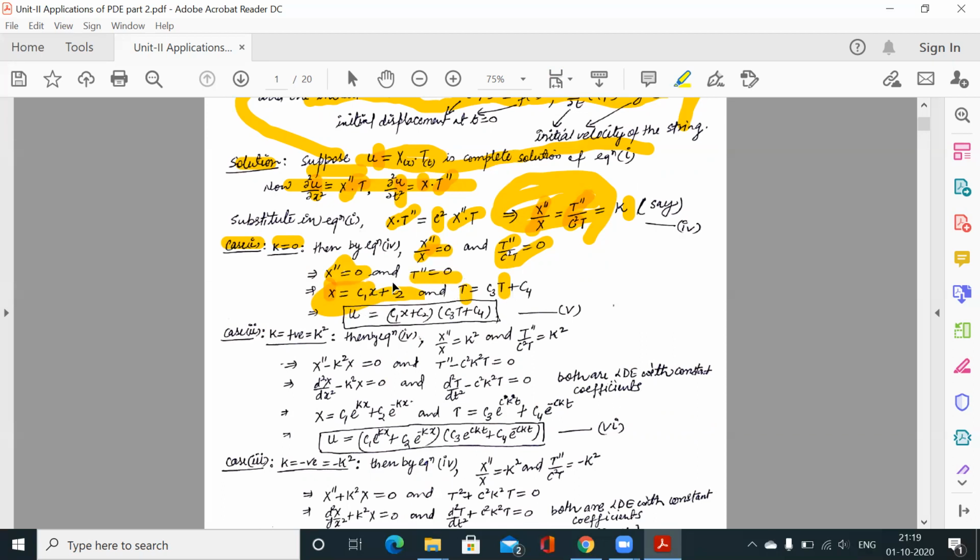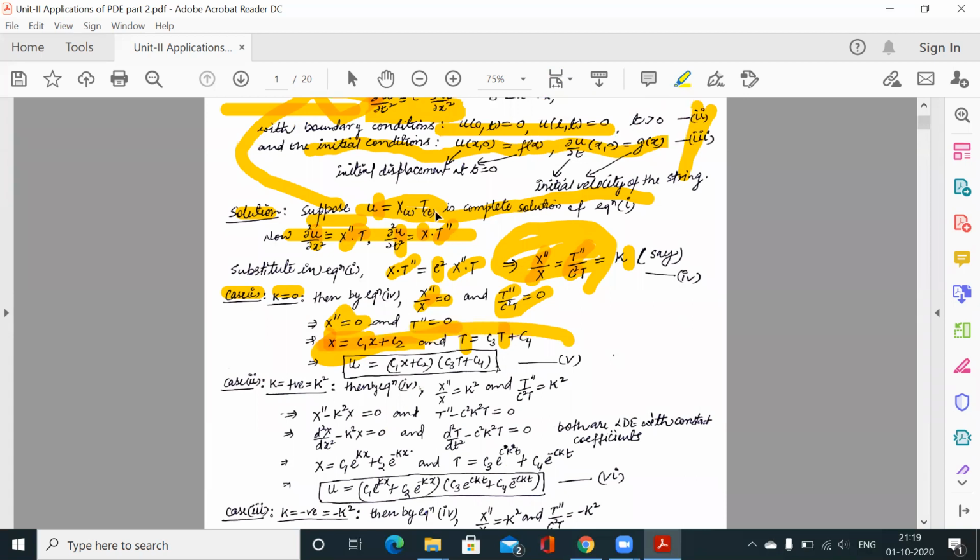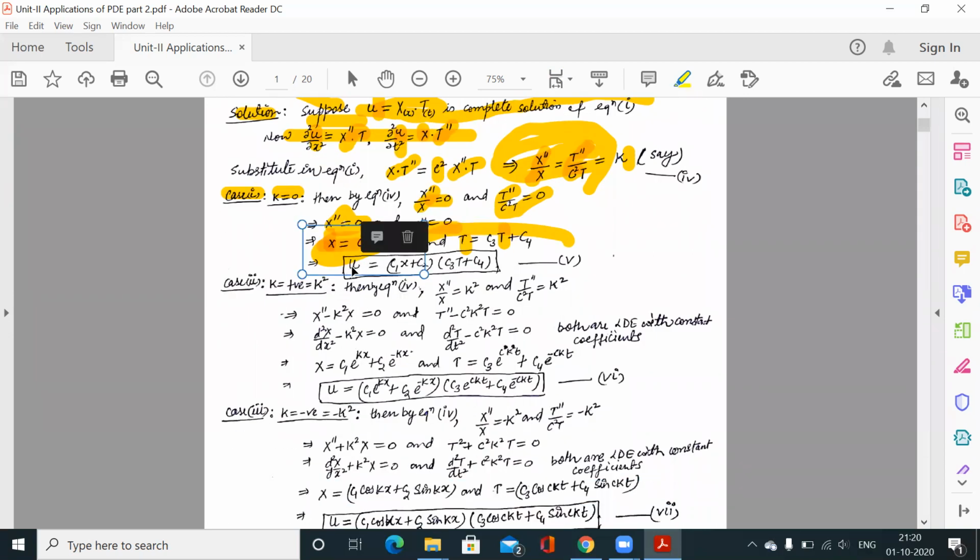So here also the capital T is dependent and small t is independent. So we write the answer in terms of small t. So this is capital T, and this is equal to C3 small t plus C4. So now we have got our variables x and t. So what is the solution? Solution is u is equal to x into t. This is x, this is t. So this is the first solution, meaning when k is 0, then we will get this solution.